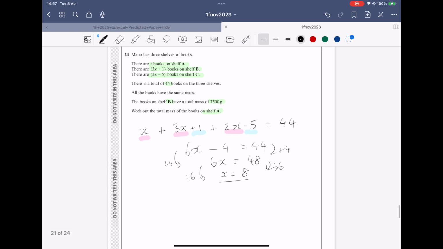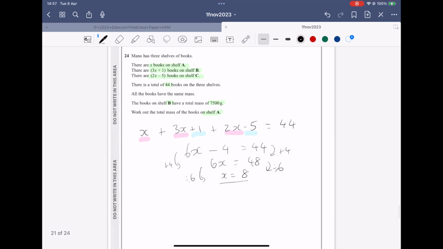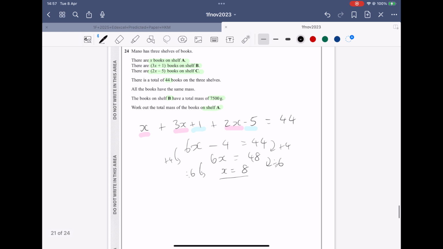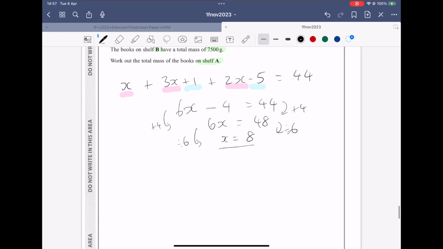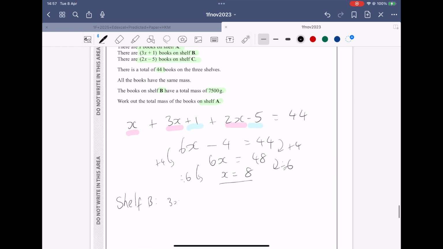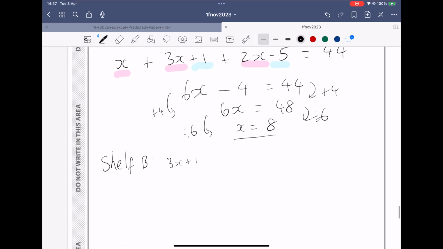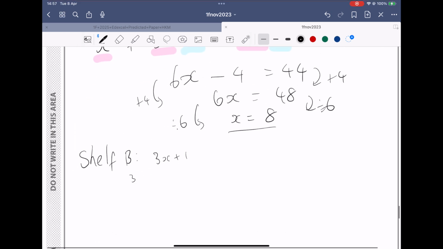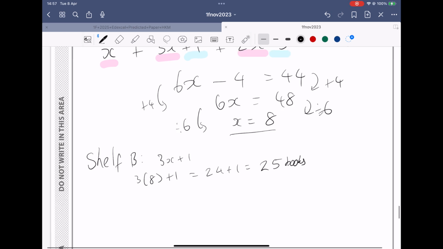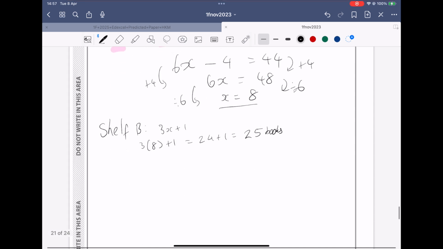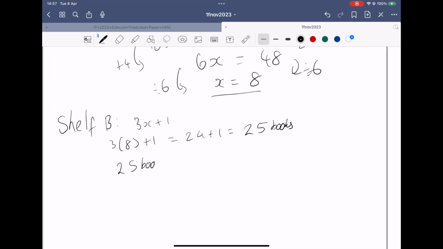The books on shelf B have a total mass of 7,500 grams. So, how many books are there on shelf B? Let's have a look. Looking at shelf B, it says there's 3x plus 1 books on there, but we know what x is now. So 3 lots of 8 plus 1. That's 24 plus 1, so there's 25 books. And those 25 books come to 7,500 grams. So 25 books equals 7,500 grams.